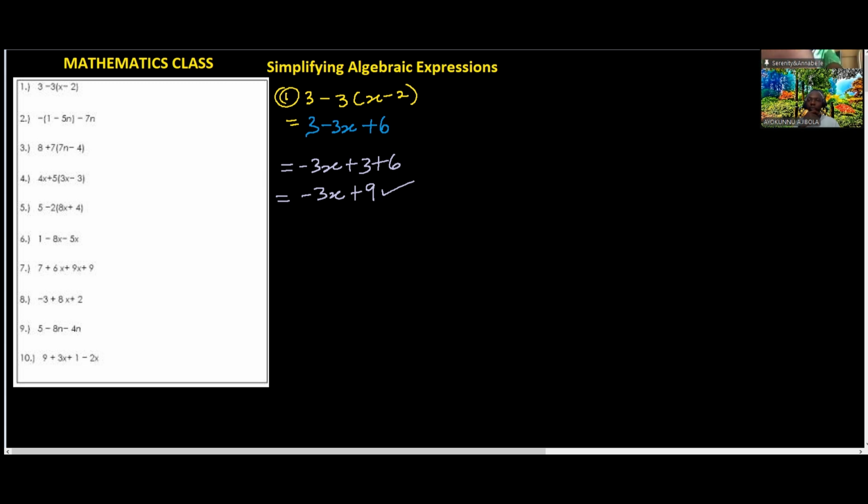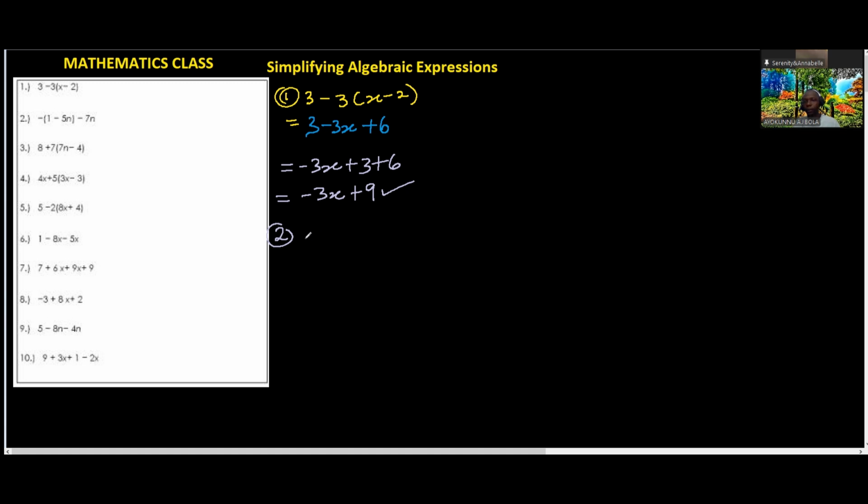I guess, yeah, it's clear. Where did I get 6 from? So that 6, where did it come from? Wait, 3 times 2. Times 2, that's correct. So let's go to the next one.